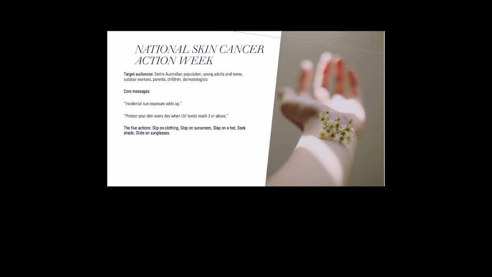Some of their target audiences include the entire Australian population, of course, young adults and teens, outdoor workers, parents, children, and dermatologists. Some of the core messages that I found on their pages were that incidental sun exposure adds up, protect your skin every day when UV levels reach 3 or above. They also had a cool slogan, the 5 actions, which can be seen all over their website and their Instagram, which was the 5 S's: slip on clothing, slop on sunscreen, slap on a hat, seek shade, and slide on sunglasses. Just a fun slogan to remember to protect your skin.